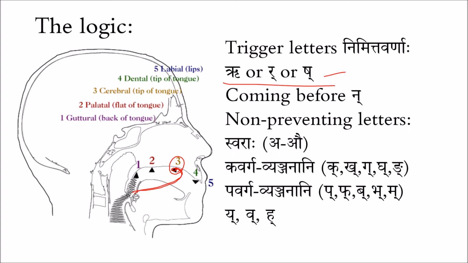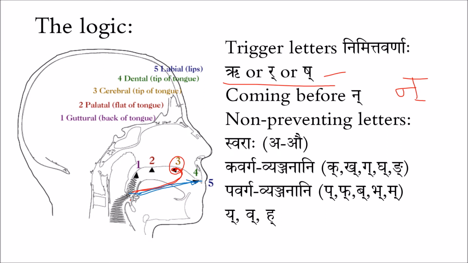And where is na? Na is dantya, right? It's a dental letter. And note that it is drawn in a different color here. So it is pointing like this. The jihva, or the tongue, is pointing when we say na. Okay. Now the question is, why is this na changing to Na?